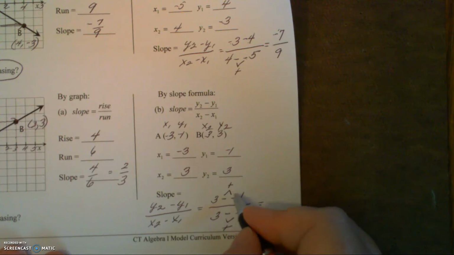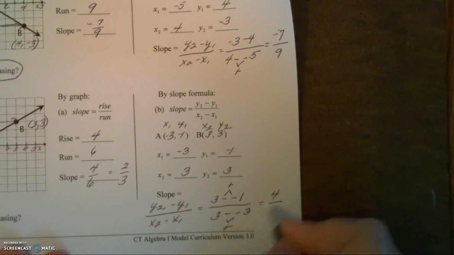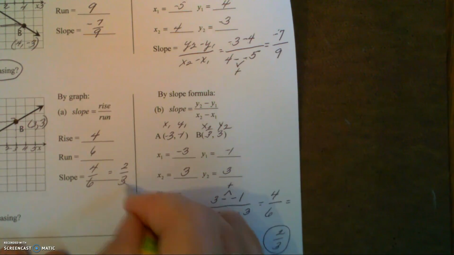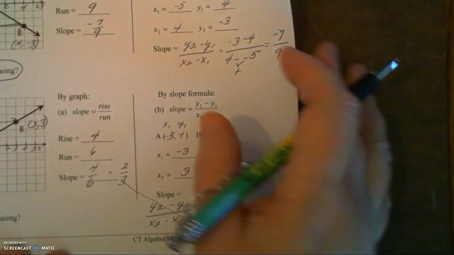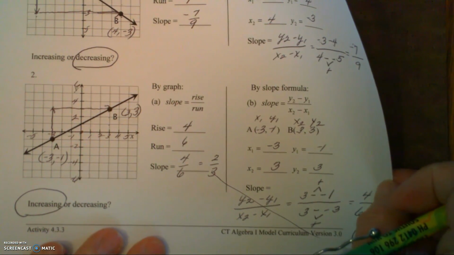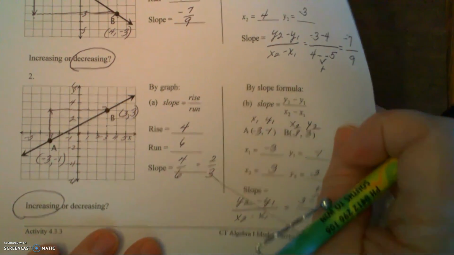So we have 3 plus 1 is 4, and we have 3 plus 3 is 6, and if we simplify it, it becomes 2 over 3, which is the same. Okay? Remember, you can pause it to check your work. And now we go on to the next page.